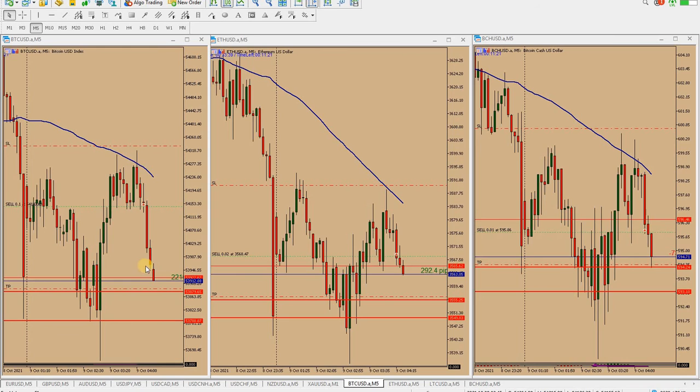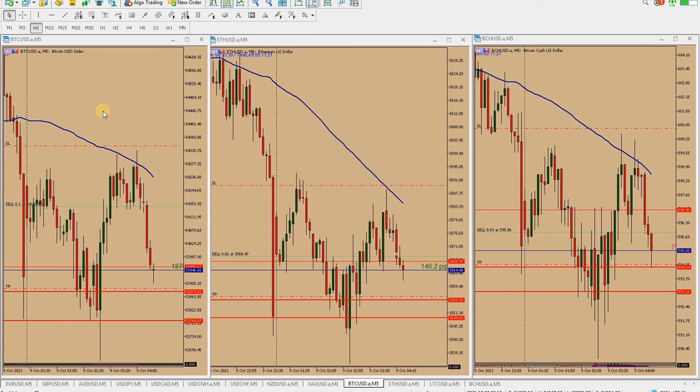The Bitcoin now is close to hitting the level. You can actually close it manually if you touch. It's up to you, but you can leave it. The software would tell us when to get out of the market, but this level is just for the take profit for the first one and the second one.